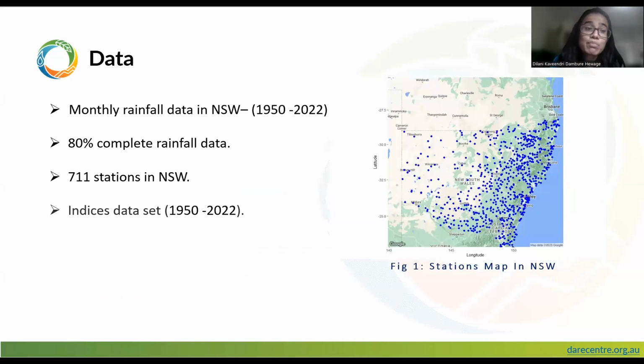For the data, we use monthly rainfall data from 1950 to 2022. That rainfall data is 80% complete, and that adds up to 711 stations in NSW. And we also have the indices data set for the same period.